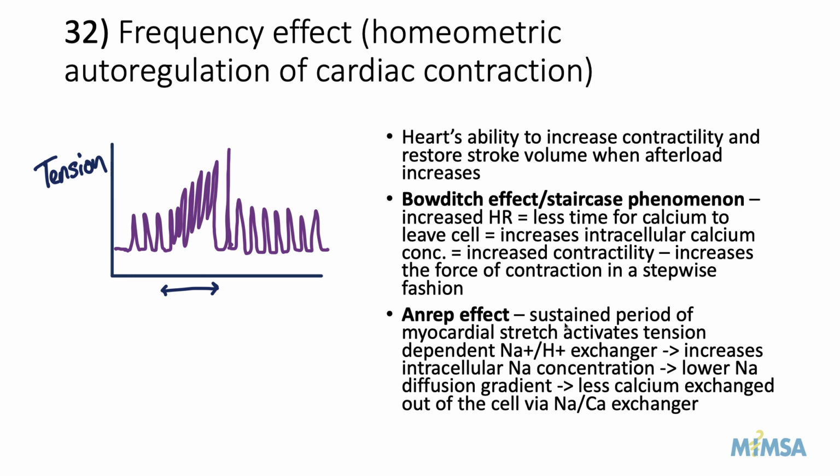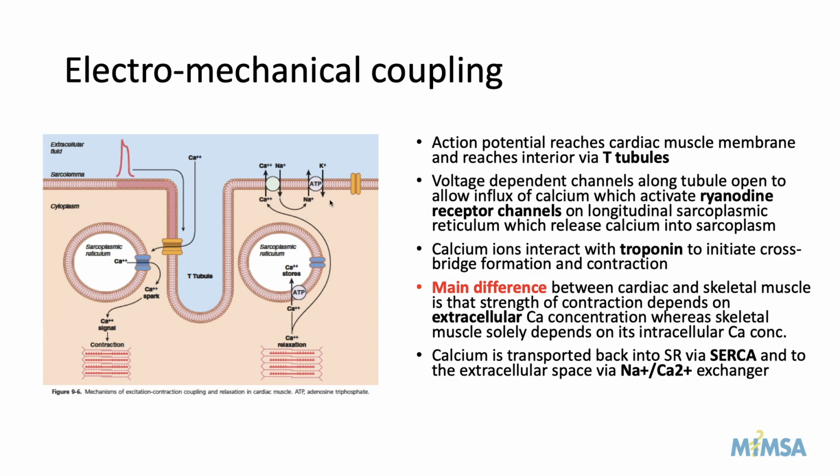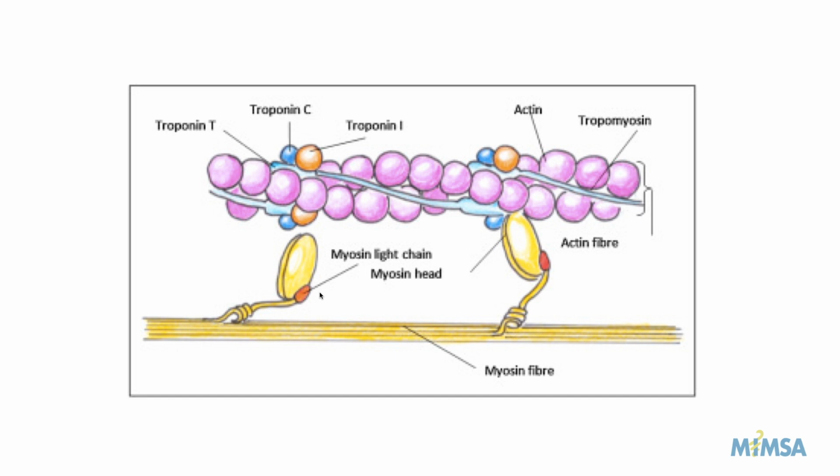So this is basically when the heart muscle is at a sustained period of tension, as it is when the heart rate is increased, it activates the tension-dependent sodium-hydrogen exchanger, and that increases the intracellular sodium concentration. So as I said before, if you increase the sodium concentration, the diffusion gradient between the outside and inside of the cell will be decreased, meaning that there'll be less sodium wanting to move in, which means that there'll be more calcium left over in the cell for a greater contraction.